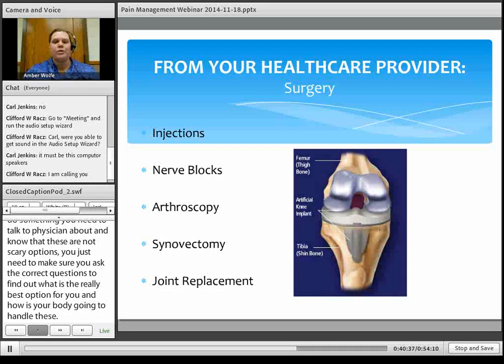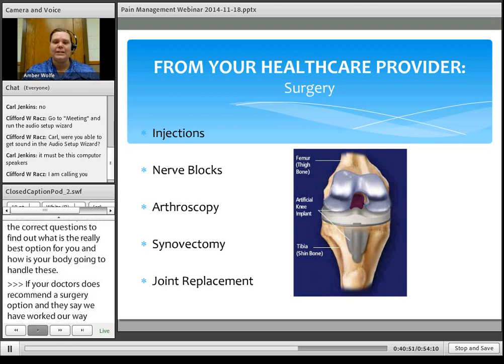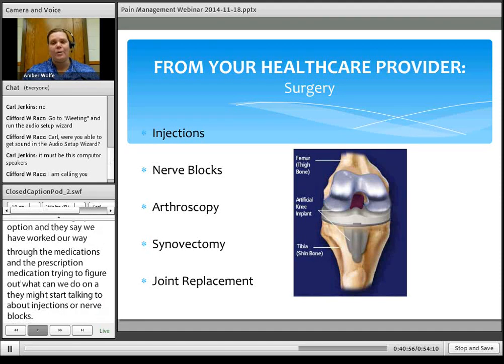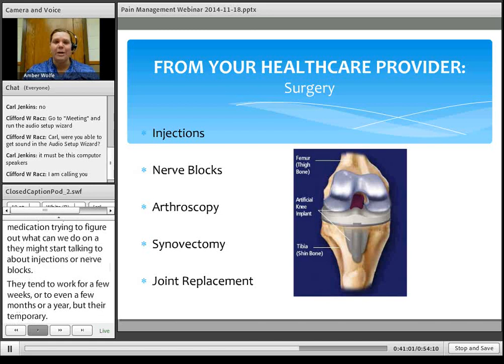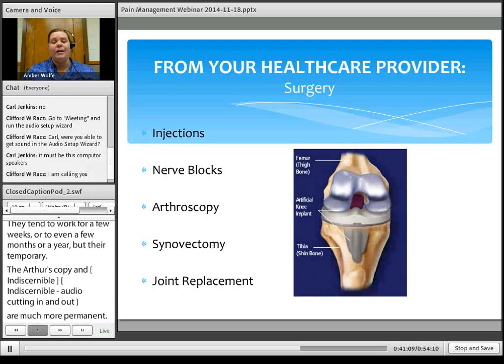So if your doctor does recommend a surgery option, and they say we've worked our way through the medications and the prescription medications, trying to figure out what we can do, they might start talking to you about injections or nerve blocks. They tend to work for a few weeks to even a few months, some of them up to a year, to take away your pain, but they're temporary. The arthroscopy and synovectomies and joint replacements are much more permanent. They are a little more invasive types of surgeries, but they're also very successful at this point, depending on the type of surgery and how your body reacts to those. So those are something that you could talk to your physician about as well.